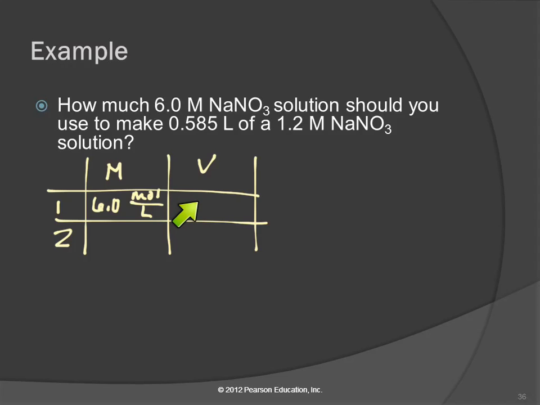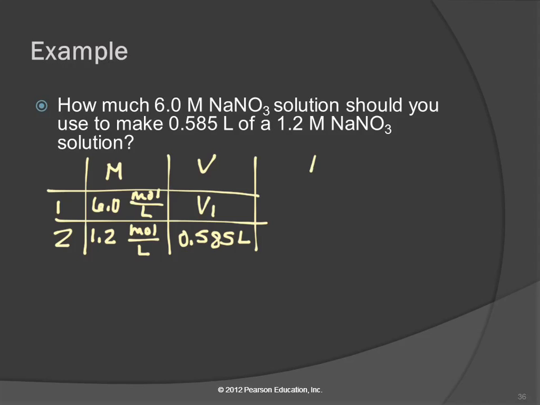Do we know the volume of that solution? No, we don't, because that's what it's asking us. And then there's a volume here and a concentration, 0.585 liters of this. Those two go together. You could call them one or you could call them two. It doesn't matter as long as you keep them together. The concentration of the second one is 1.2 moles per liter. And the volume is 0.585 liters. And then we'll call that V1.